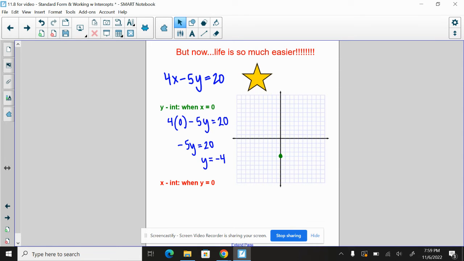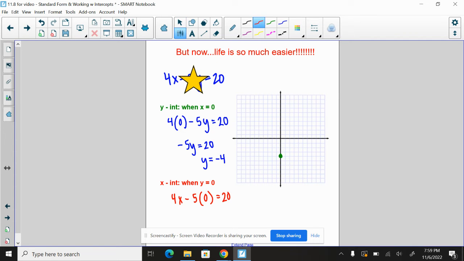So if I wanted to plug in 0 for y, watch what happens. 4x minus 5 times 0 equals 20. Well, 5 times 0 is 0. So if I go to the original equation, I can just cover up this y term, and I get this. 4x is equal to 20. And if I divide both sides by 4, I get x equals 5.